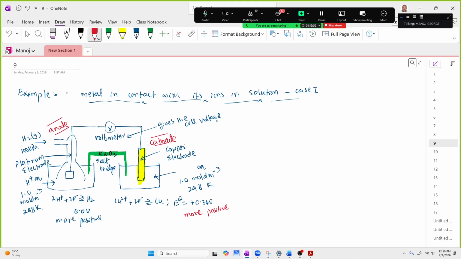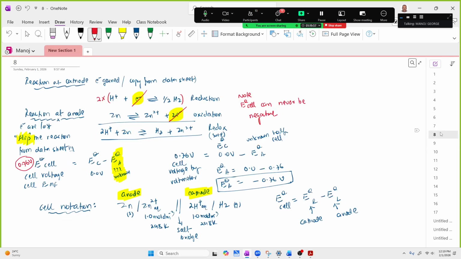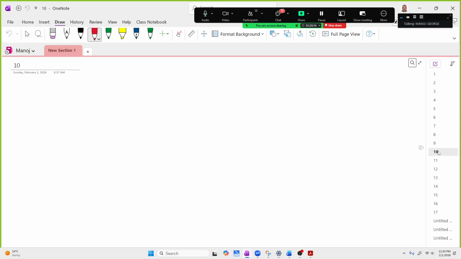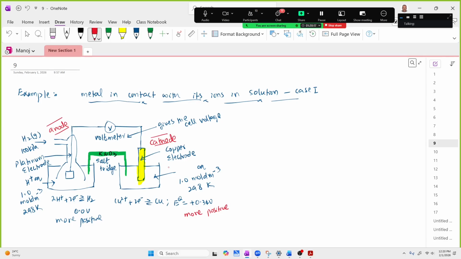Okay, so what about the electron flow? Now if you look at my previous point, electron flow is from anode to cathode. Electron flow is from anode to cathode. That is the rule, because anode is the place where electrons are lost. Correct? So which means the electron flow is going to be like this now.